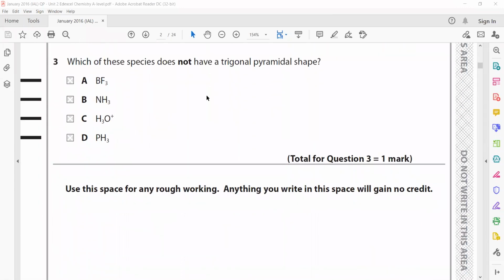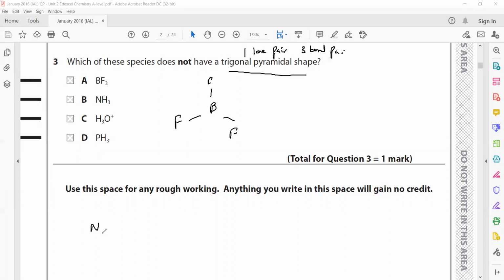For question 3, which of these species does not have a trigonal pyramidal shape? To be trigonal pyramidal, there should be 1 lone pair and 3 bond pairs. So when we draw the structure of BF3, boron is bonded with 3 fluorine, so 3 bond pairs and no lone pair, so it will be trigonal planar but not trigonal pyramidal. What about the others, B, C and D?